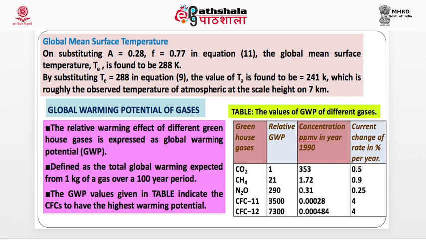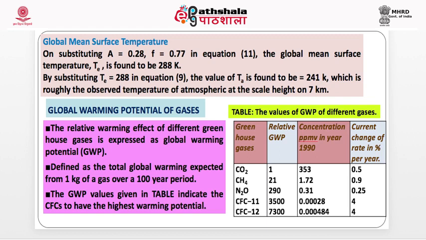Now, there are different kinds of greenhouse gases. Do all greenhouse gases behave similarly, or do they have different characteristics? They have different characteristics. Some gases absorb more radiation than the others. The term is global warming potential. The definition is the total global warming expected from 1 kilogram of a gas over a 100-year period. A gas which has high global warming potential will be more responsible for increase in temperature.